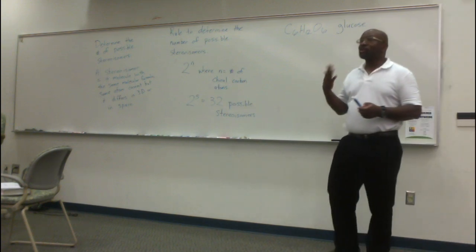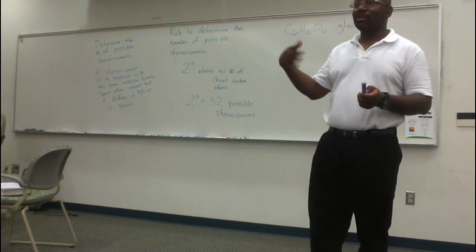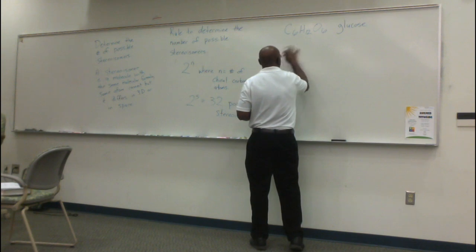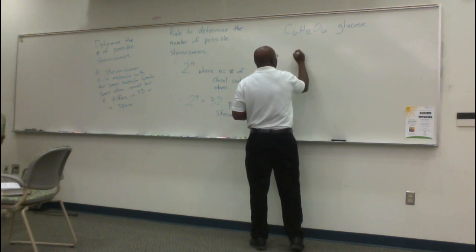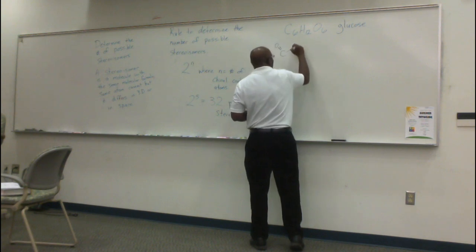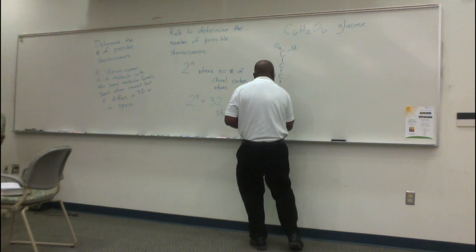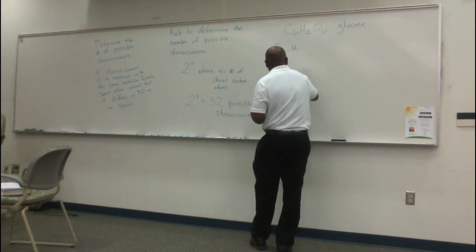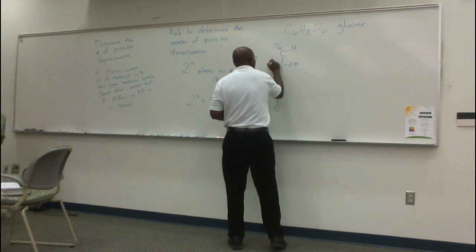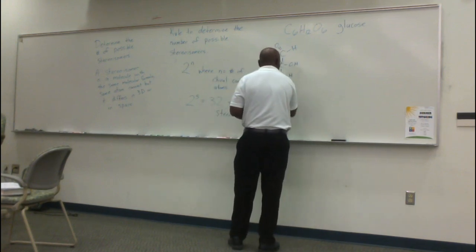Does anyone happen to know what the structure of glucose would be? We can draw the Fischer projection of glucose. I'm probably going to get the Fischer projection all wrong. I'm going to draw the carbons: 1, 2, 3, 4, 5, 6. OH, H, OH, H.